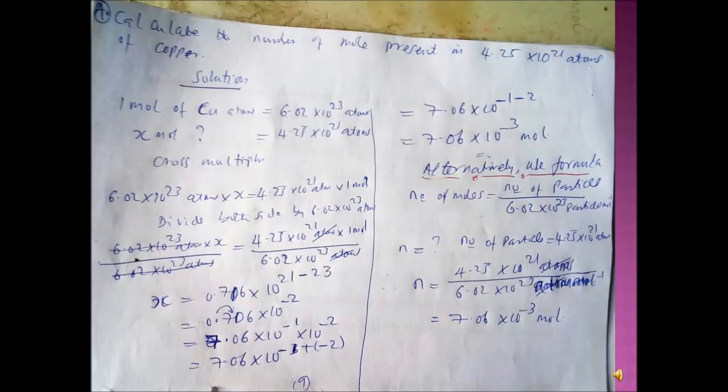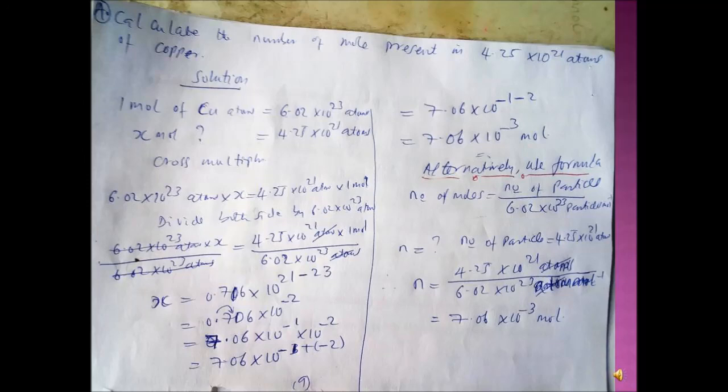We have said earlier that 1 mole of a substance contains 6.02 times 10 raised to power 23 of that particular elementary entities. And here we are dealing with atoms. So assuming it's electrons here, we will say electrons, and assuming it is ions here, we'll say ions. And then we are also given 4.25 times 10 to the power 21.